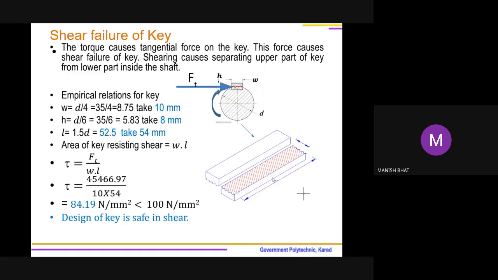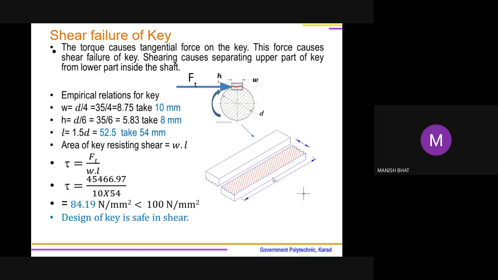And now we will be checking how much shear stress will be induced in the key. So the strength equation is tau is equal to Ft upon WL. So tau comes out to be 84.19 Newton per mm square, which is less than 100 Newton per mm square. So as induced stress is less than permissible shear stress, we may say the design of key is safe in shear. So shearing of key will not occur if I choose key 8 by 10 of length 54 millimeter.